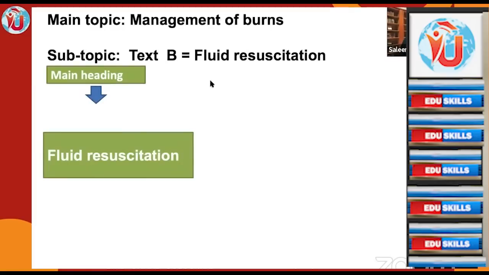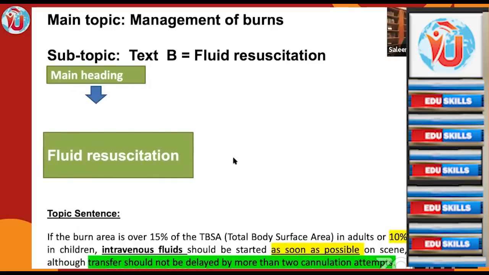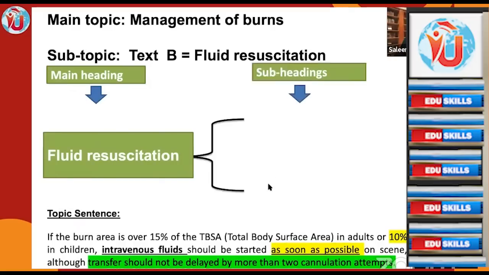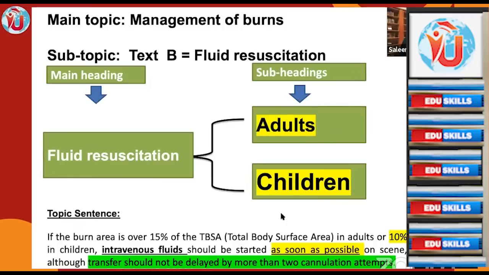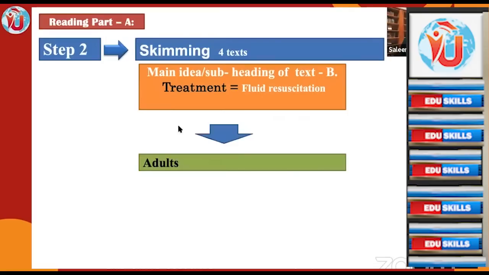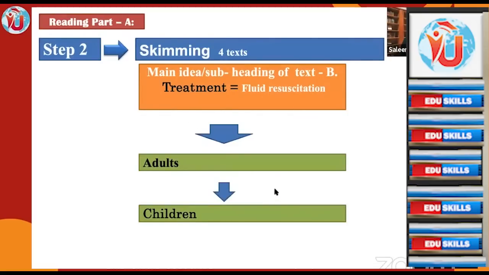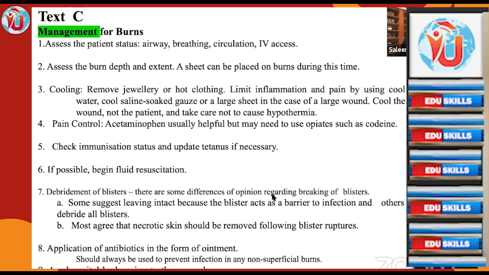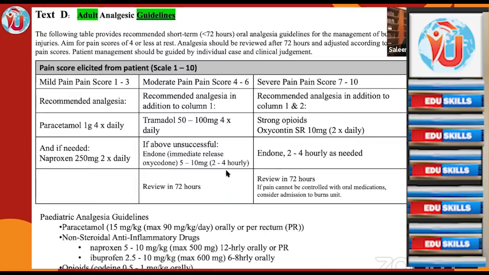So main topic, management of burns. Subtopic, text B, fluid resuscitation. Main heading, fluid resuscitation. Then you have the topic sentence, then the subdivisions, adults and children. You have the topic sentence in the beginning, and definitely there are some percentages given. Usually there will be an answer. So step 2 is main idea, subheadings of each text. Fluid resuscitation is the subheading, adults and children, those are the two aspects. Third one, management, we have already looked into. And the fourth one, adult analysis guidelines.